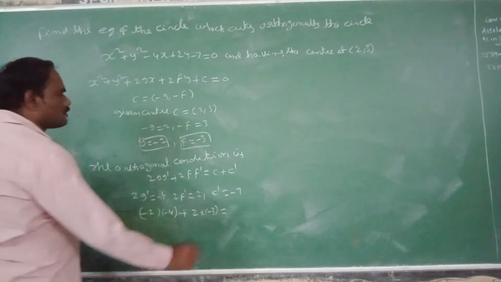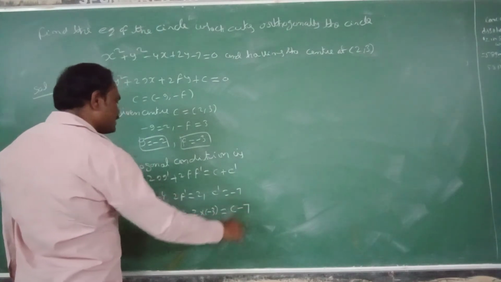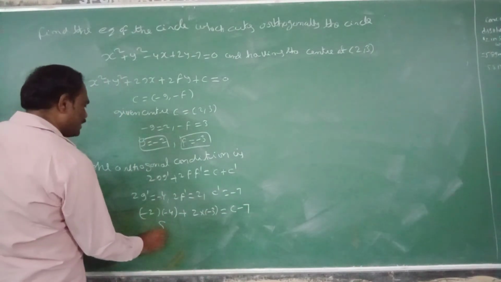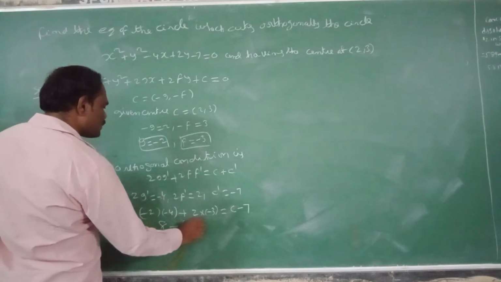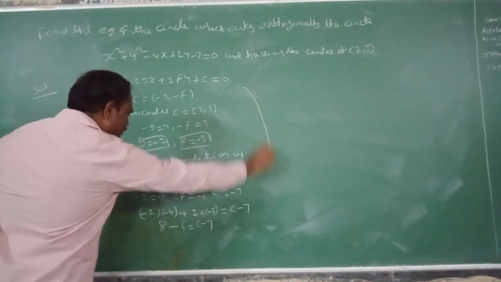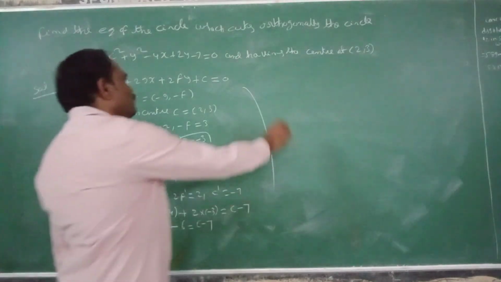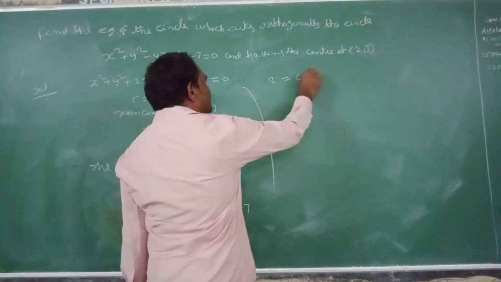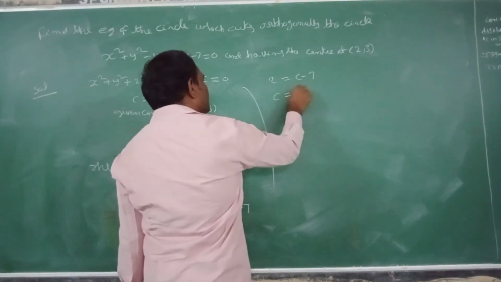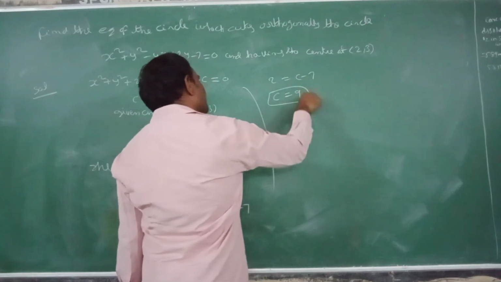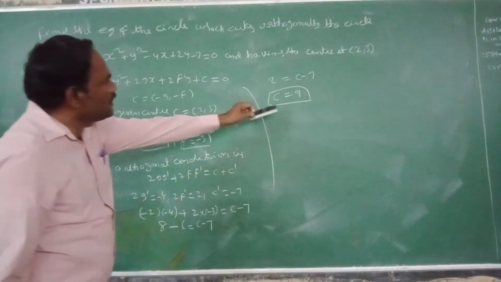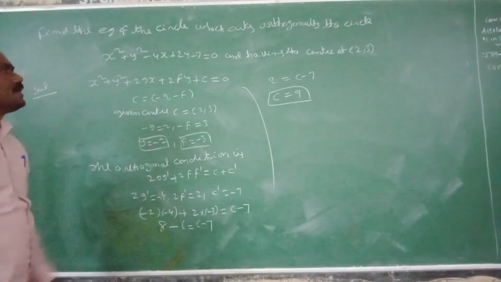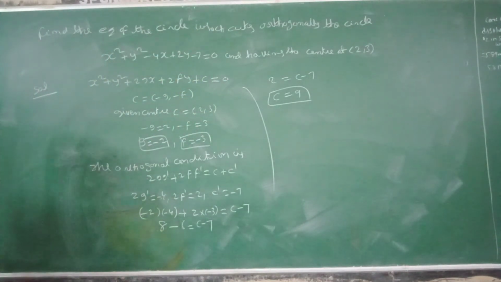So 8 plus 6 is equal to c minus 7, 2... is equal to c minus 7, c is equal to 9. We substitute the values g, f, c in the general equation of the circle. We get the required circle equation.